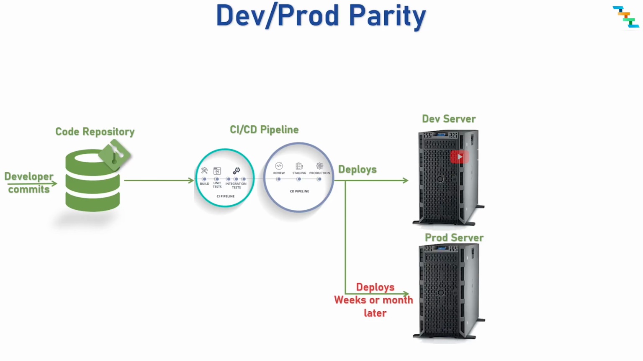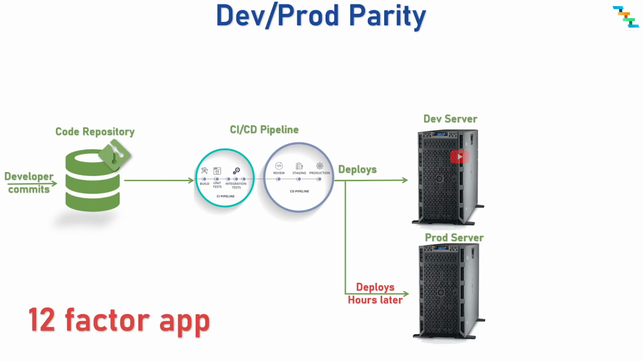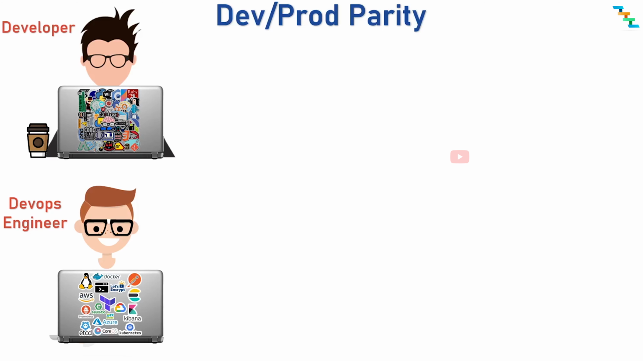12-factor application emphasizes on having a small time gap between the development to production deployment, like hours or days, thus by keeping the development and production branches of code as similar as possible. Next is development and deployment personnel.